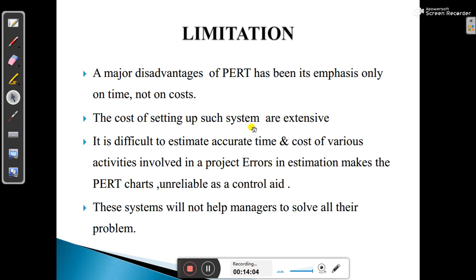The cost of setting up such systems is extensive. If you use PERT, it will take a lot of time because the whole process goes on until the project ends. It is difficult to estimate accurate time and cost of the various activities involved in a project. Errors in estimation make the PERT chart unreliable as a control aid. Sometimes it is very tough to set a time for a specific activity, and then it might create errors or be unreliable. These systems will not help managers solve all their problems.